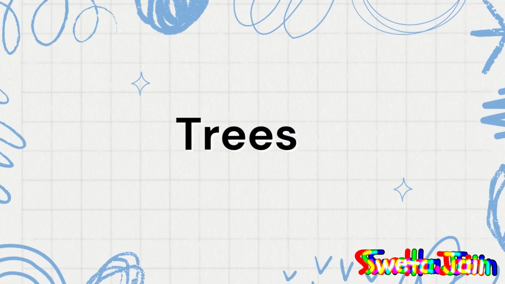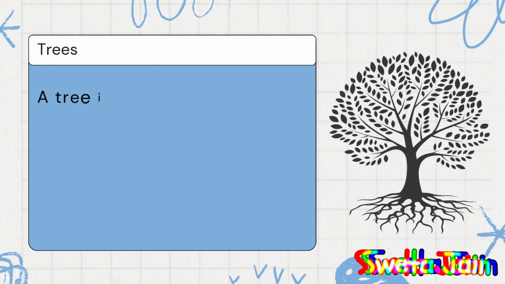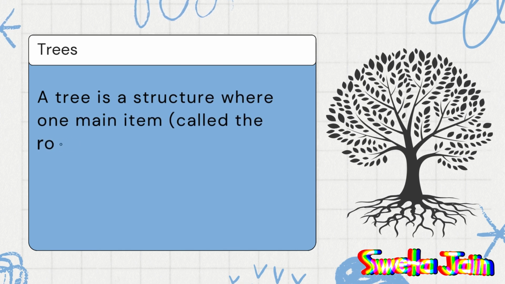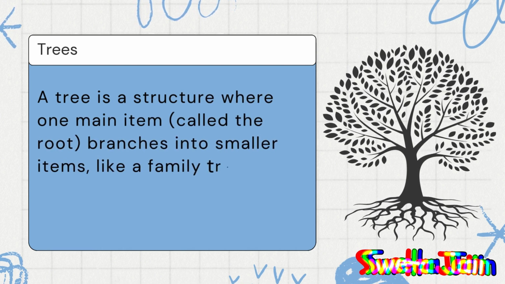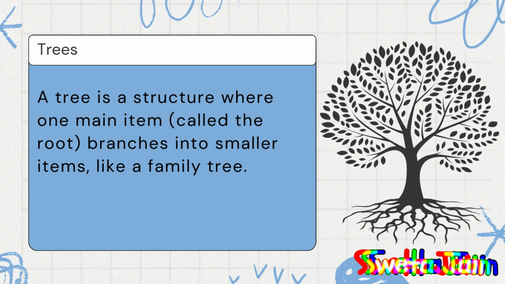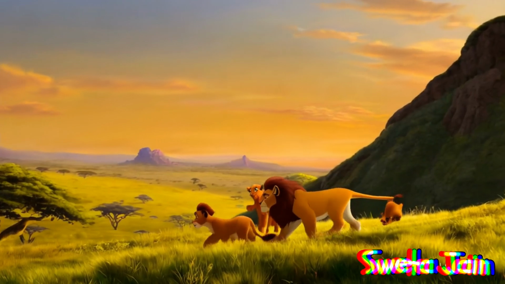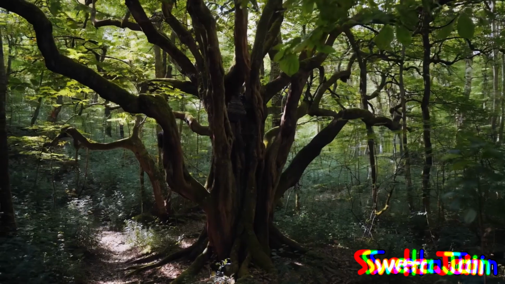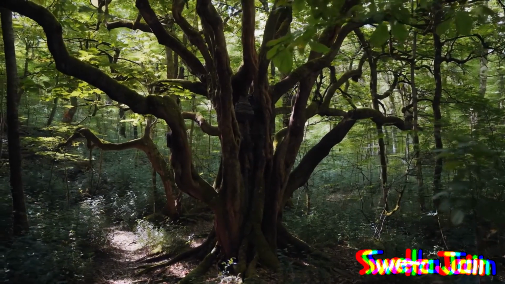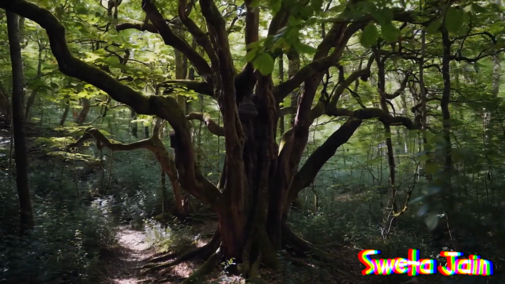5. Trees. A tree is a structure where one main item branches into smaller items, like a family tree. Example: think of the Lion King. At the top of the family tree is Mufasa. Then it branches out to Simba and his friends, and each branch has more characters. A tree structure helps you see who's connected to whom.